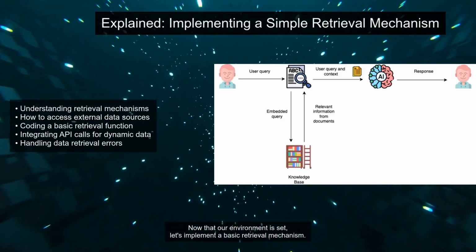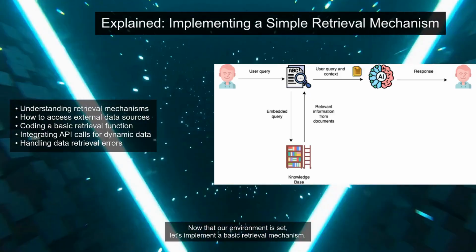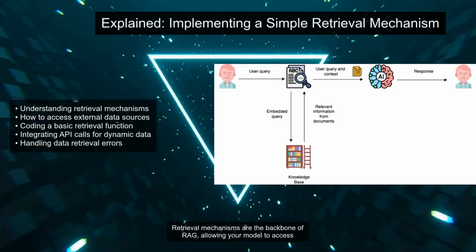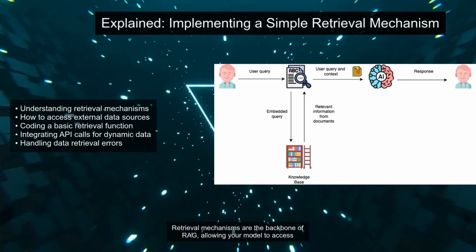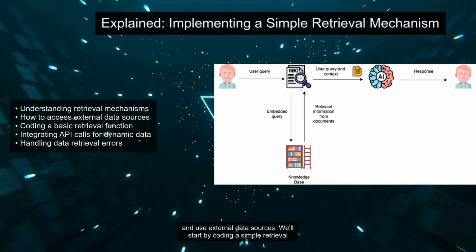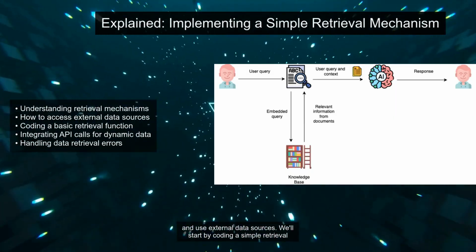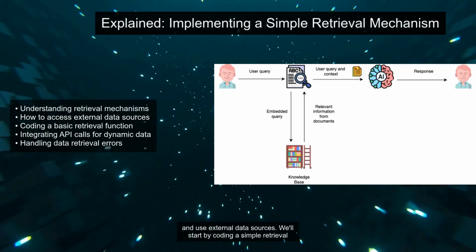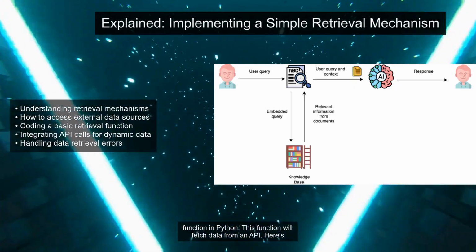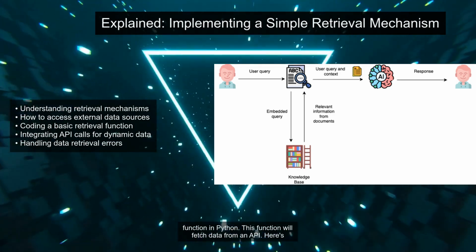Now that our environment is set, let's implement a basic retrieval mechanism. Retrieval mechanisms are the backbone of RAG, allowing your model to access and use external data sources. We'll start by coding a simple retrieval function in Python. This function will fetch data from an API. Here's a quick example using Python's requests library.